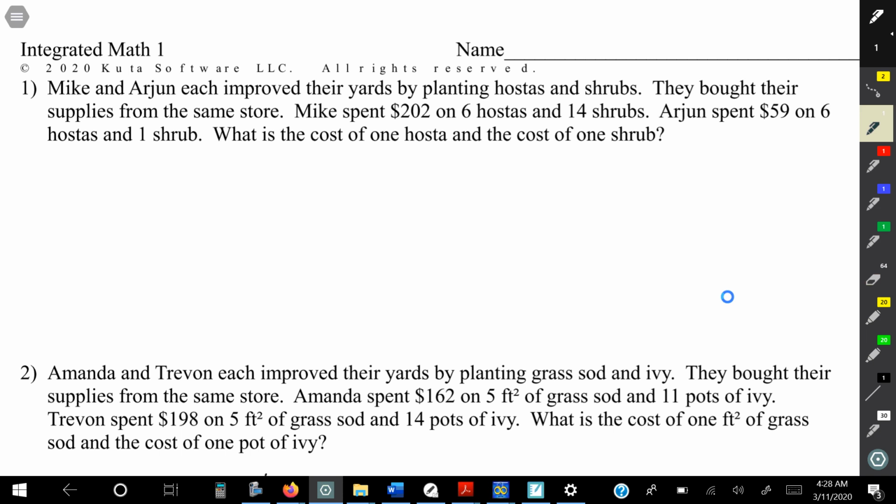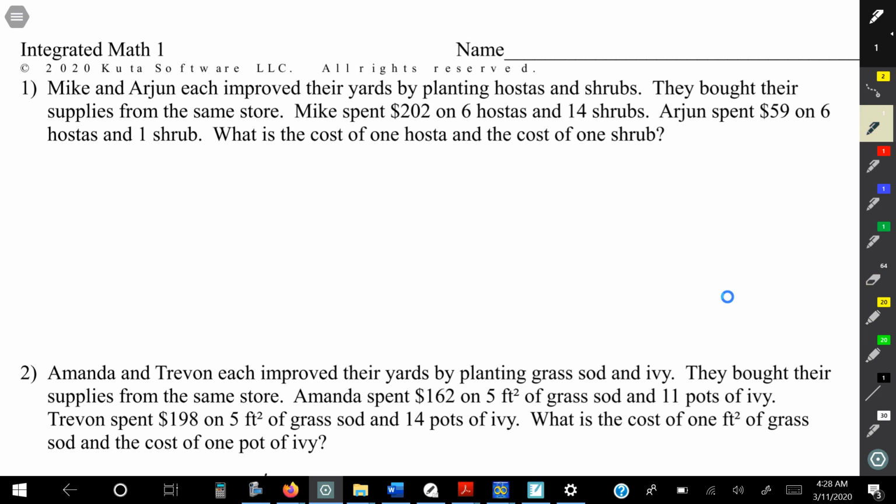Okay, so in this first problem here, we've got Mike and Arjan each improved their yards by planting hostas and shrubs. They bought their supplies from the same store. Mike spent $202 on 6 hostas and 14 shrubs. Arjan spent $59 on 6 hostas and 1 shrub. What is the cost of the hosta and the cost of 1 shrub? So let's take a look.